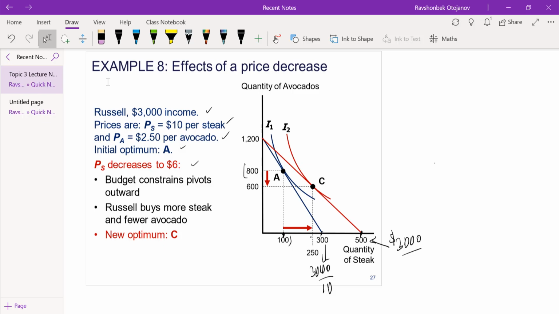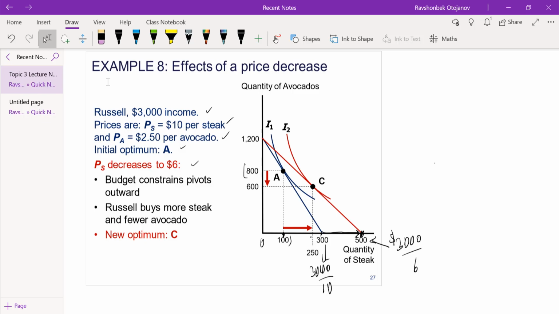It is the same income as before. It's just the price that is changing, so that gives him 500 units of steaks. This is the point where he would consume 0 avocados and only 500 units of steaks. Now this would be our new budget line. The budget line basically pivots out to this point, and the red line will be our budget line. Now what about the optimal combination of goods that Russell now consumes?